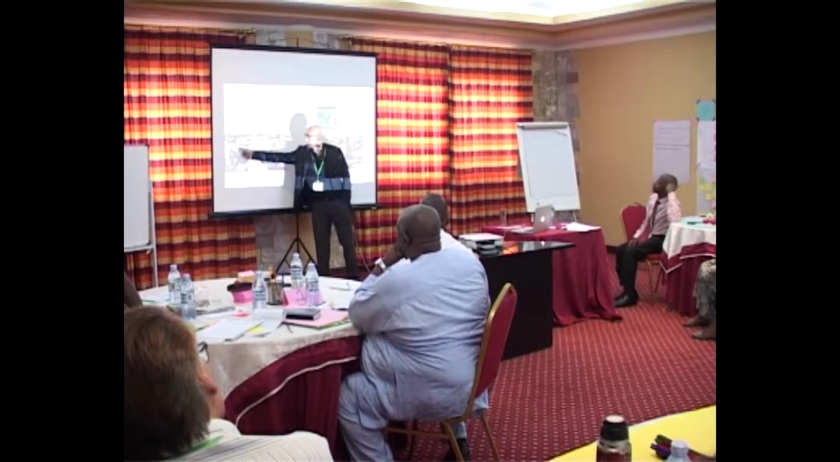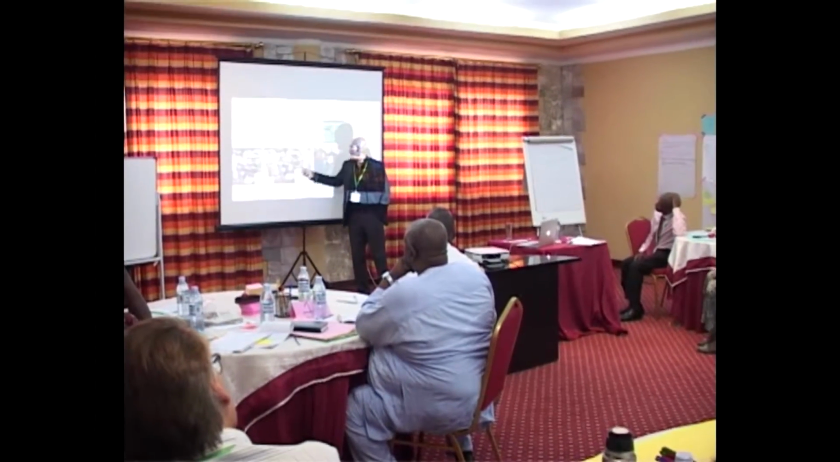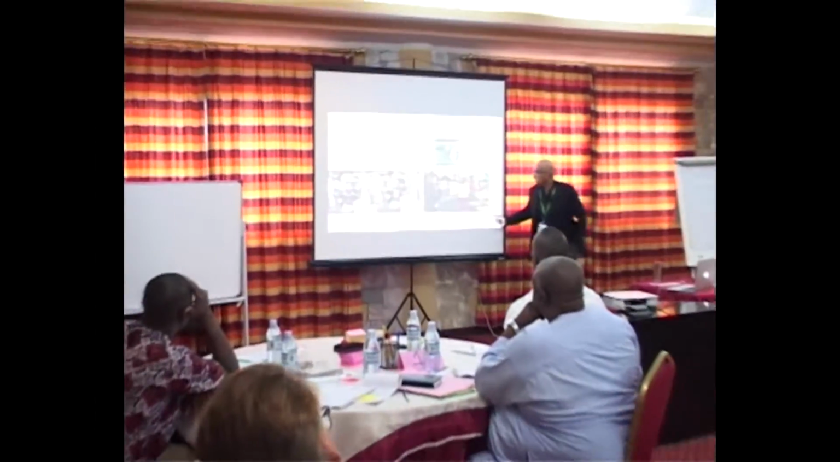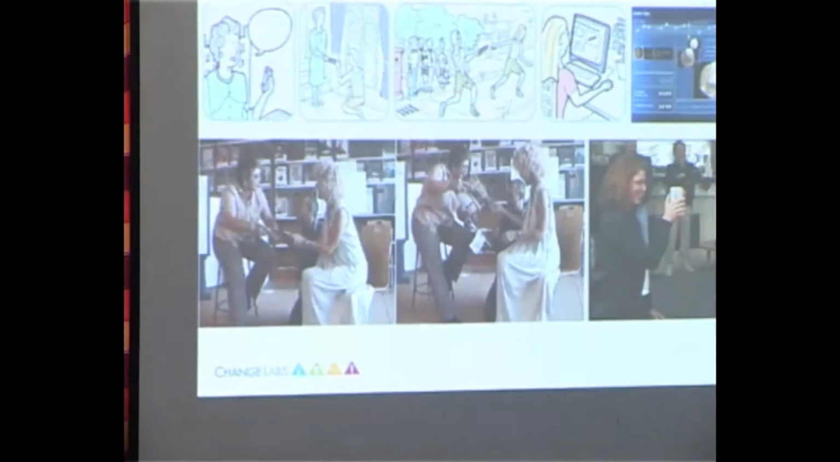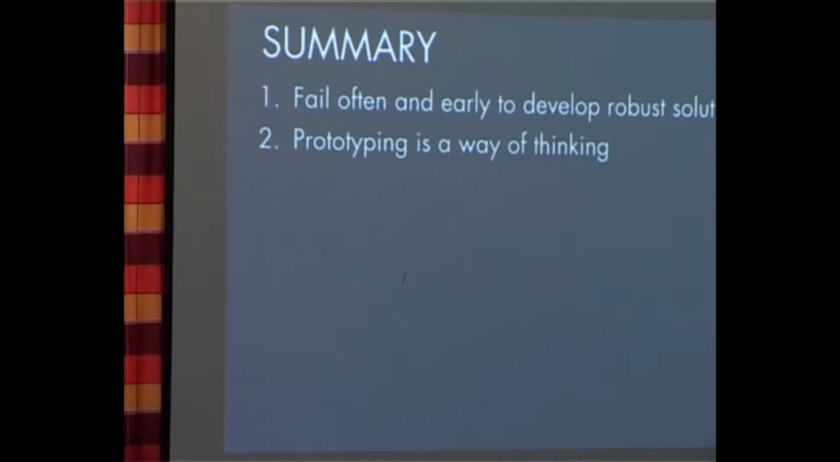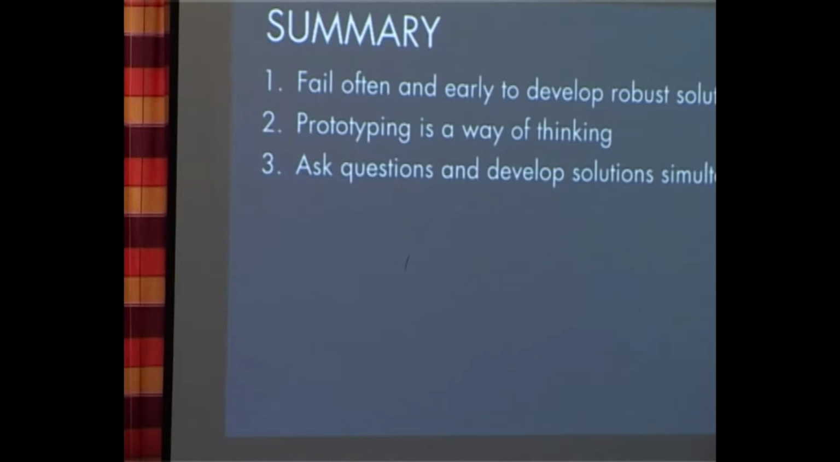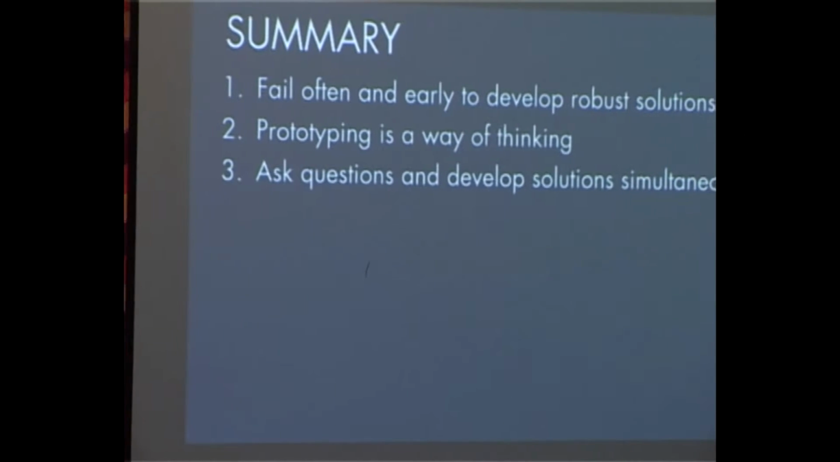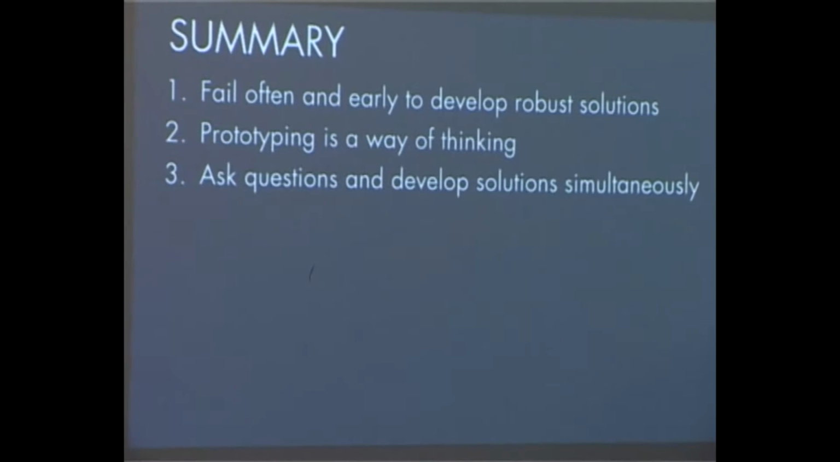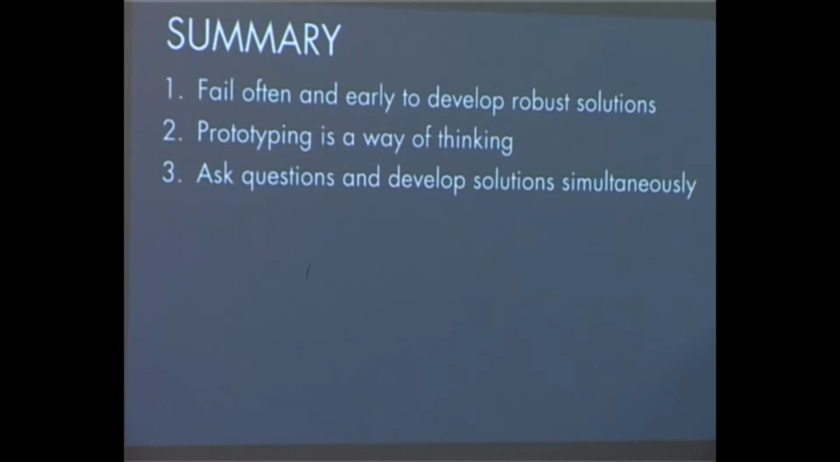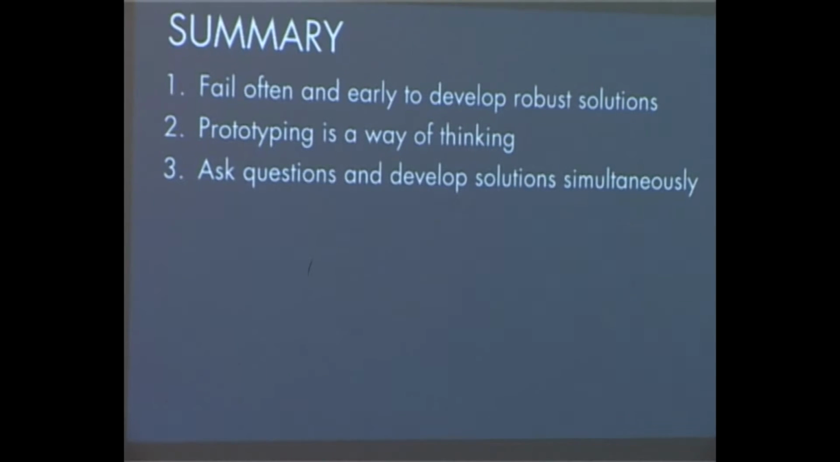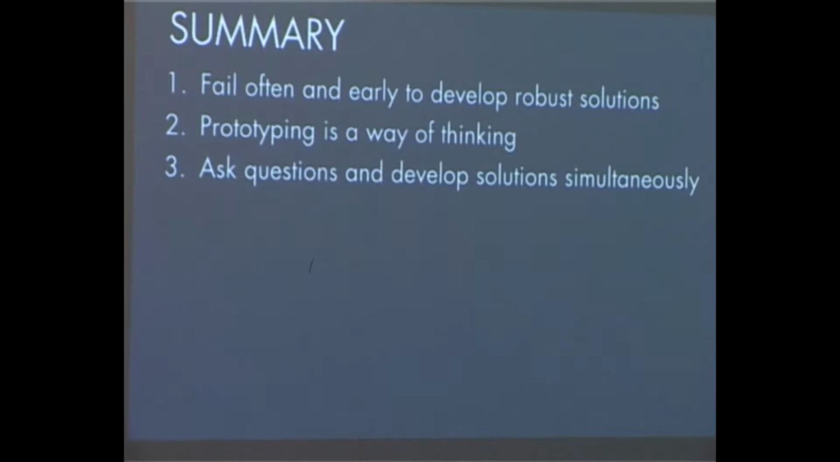So somebody is putting a prototype in the user's hand, and the interaction is telling them a whole lot. Sometimes with toys and so on, we have essentially got a whole lot of kids together, put it in their hands, and we see. So here's the summary. Fail often and early. Prototyping is a way of thinking. Ask questions and develop solutions simultaneously. So rough, rapid, right. Rough materials, crude is okay. Rapid is you're going really fast and you're making a prototype in a matter of minutes. Right is it's asking a question.